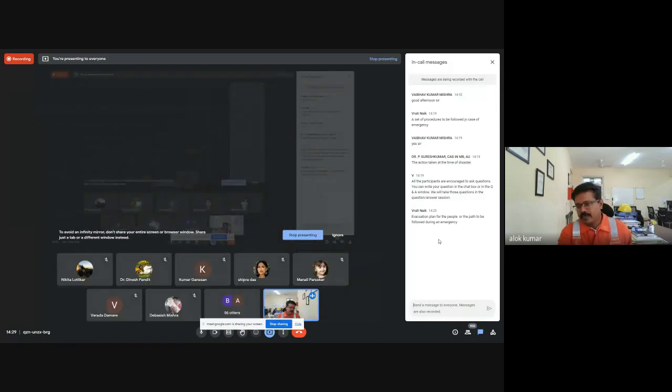Yeah, very well said, Miss Nayak. An evacuation plan for the people, or the path to be followed during any emergency. Basically, an escape route plan tells your position, where you are standing during an emergency, and what path has to be followed from your position to the nearest safe exit.